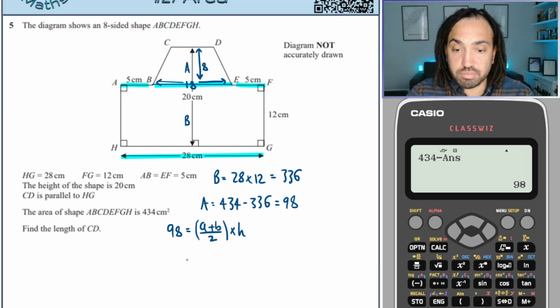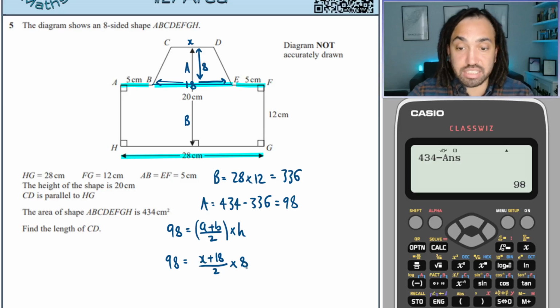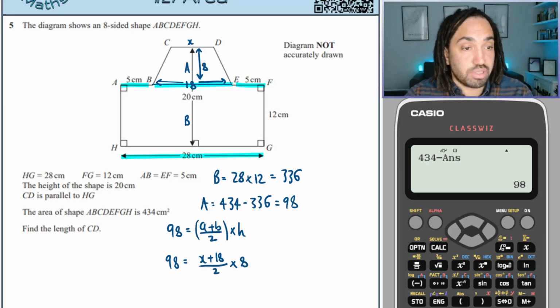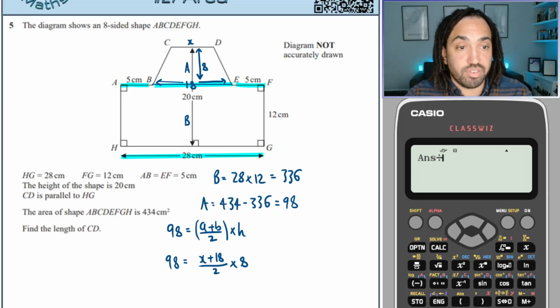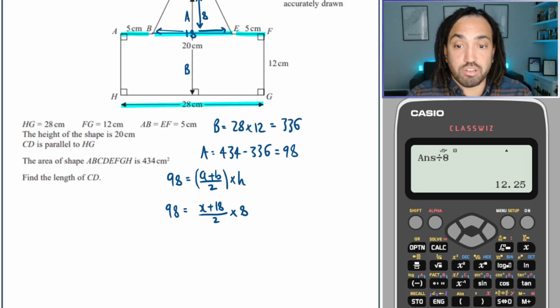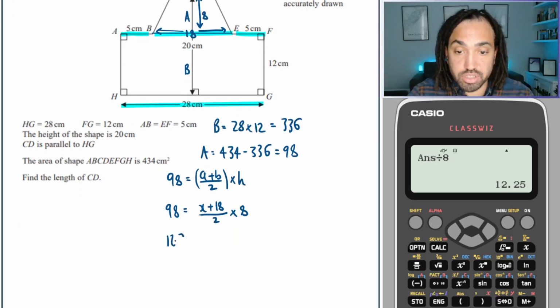Okay. So what do we know here? Well, the two parallel sides are x, the one we're trying to find, and 18, so this one across there. That needs to be divided by 2 and then multiplied by the gap between them, which is 8. Okay, so I can take my 98 and I can divide it by 8. That gives me 12.25. So 12.25 is now equal to x plus 18 over 2.